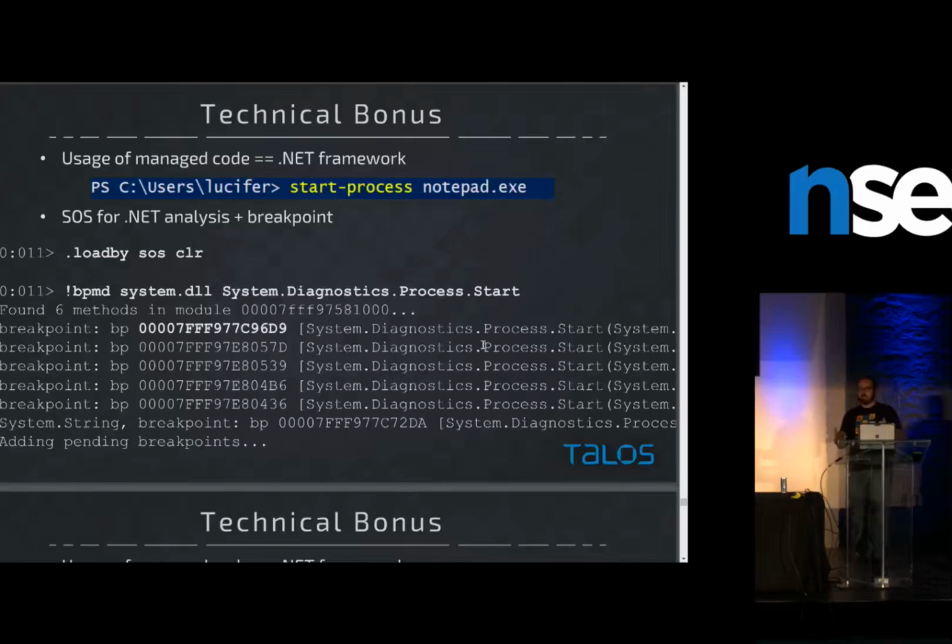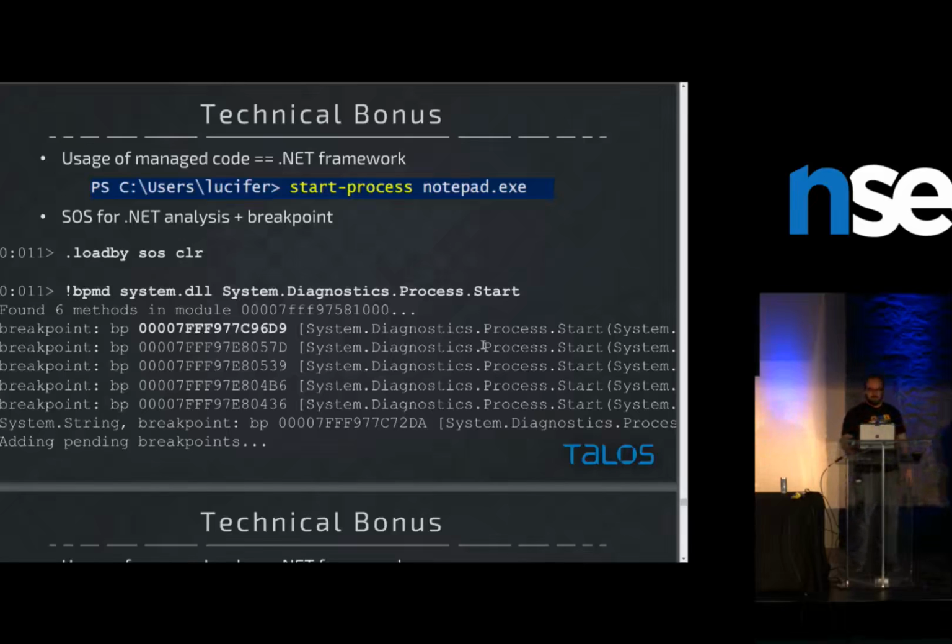And as it's a high-level language, you can have several functions for Process.Start. It's the same API, but in fact you have several functions depending on the type of argument you pass. If you use a byte array, a string, or something else, it will be a different function. That's why in this case I got 5 different breakpoints by setting only one.